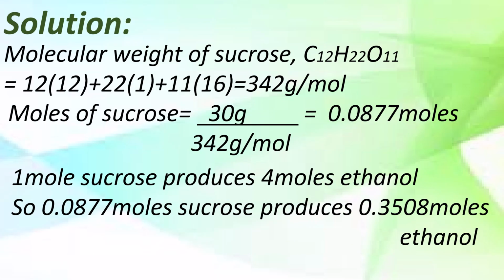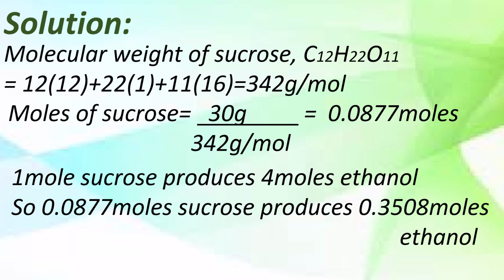Solution. First, we have to calculate the molecular weight of sucrose. The molecular formula of sucrose is C12H22O11. So 12 is the number of carbon atoms times 12, the atomic weight of carbon, plus 22 is the number of hydrogen atoms times 1, the atomic weight of hydrogen, plus 11 is the number of oxygen atoms times 16, the atomic weight of oxygen. After calculating, the molecular weight of sucrose is 342 gram per mole.